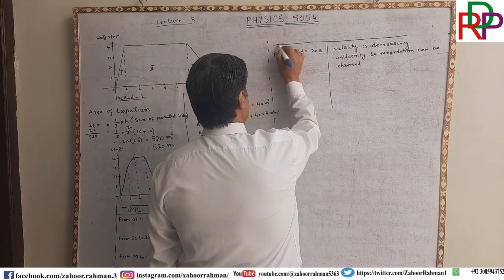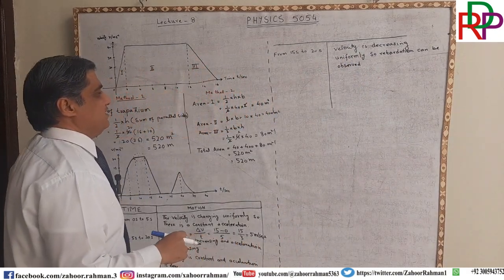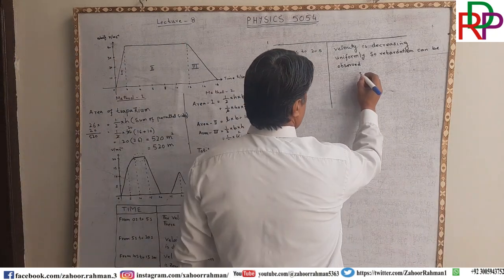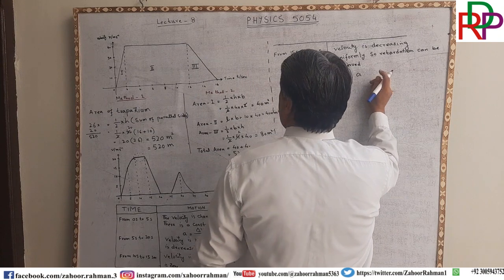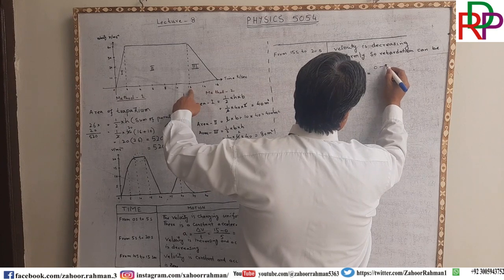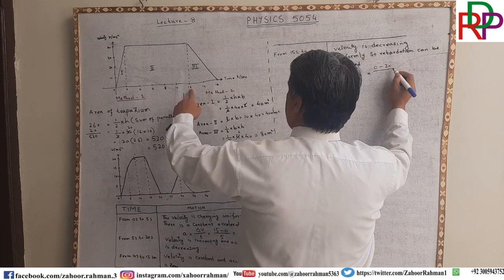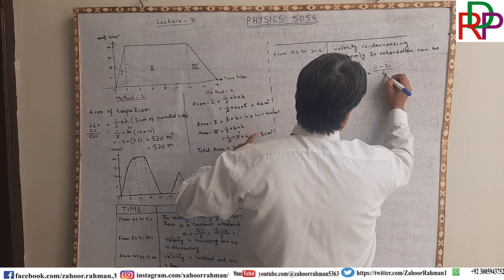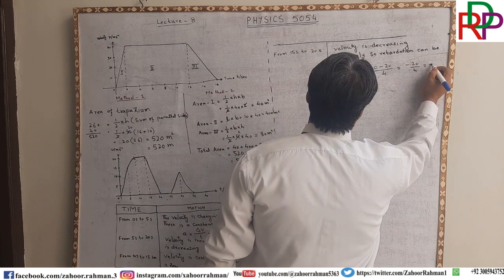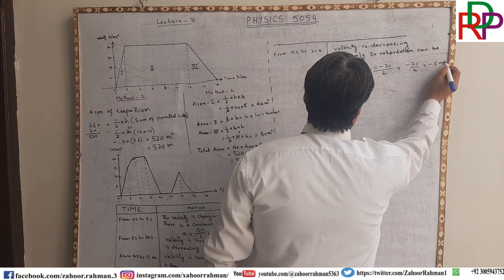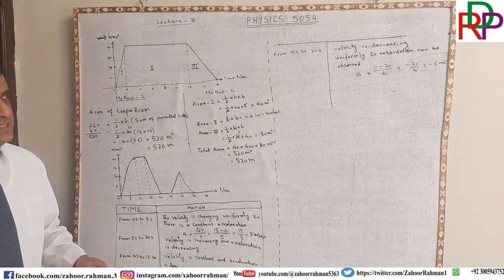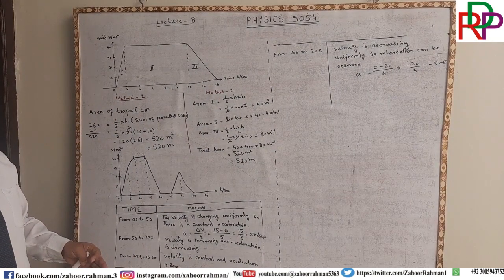And this is the situation for 20. So it means that acceleration here will be from 0 minus 20 divided by 16 minus 12, 4, which is equal to minus 20 divided by 4, which is equal to minus 5 meter per second square. Minus means retardation, negative acceleration. So here is the case.